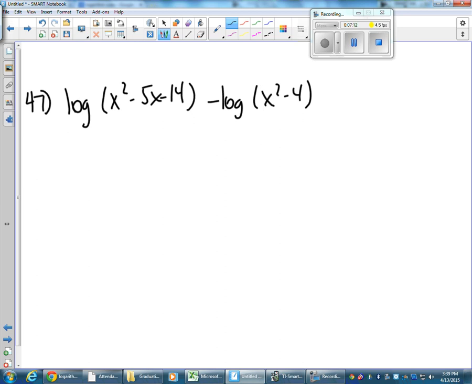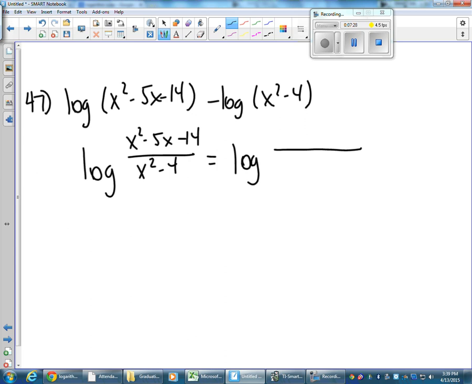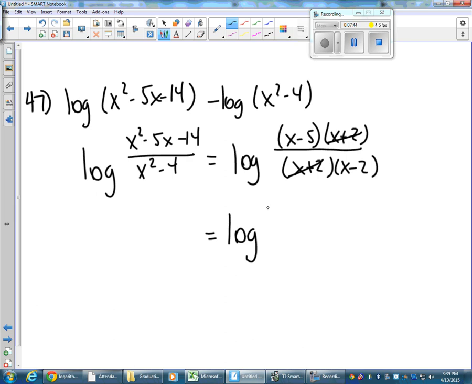So I'm going to write it as a single logarithm. On the top, I'm going to put x squared minus 5x minus 14. And on the bottom, I'm going to have x squared minus 4. Now here's the deal. These are quadratics. They factor. So I'm going to go ahead and factor those. The top would be x minus 5 times x plus 2. That's how you factor x squared minus 5x minus 14. And the bottom would be x plus 2 and x minus 2. So really, these two factors are the same, so they cancel out. So my answer is going to be log of x minus 5 on the top and x minus 2 on the bottom. And that's simplified for 47.